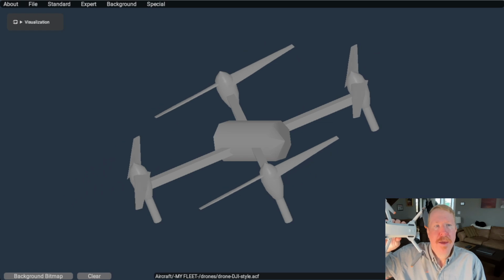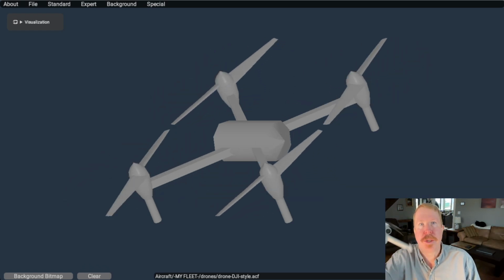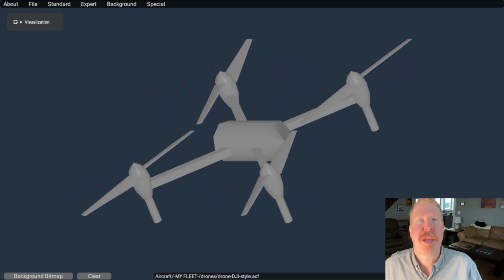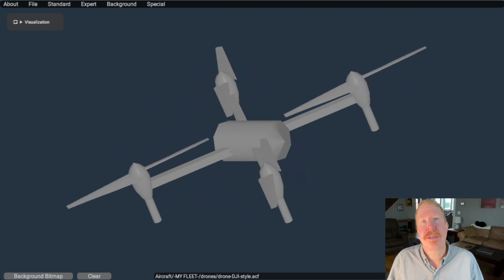All right, what if you have a drone like this, a simple little DJI drone you want to use to move around and photograph things? What would a flight control system look like for that airplane? Well, normally with airplanes, we control an angle of attack and a side slip.